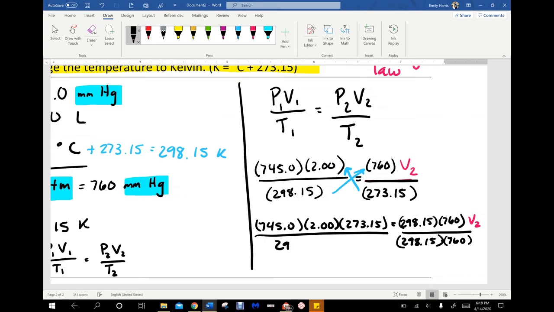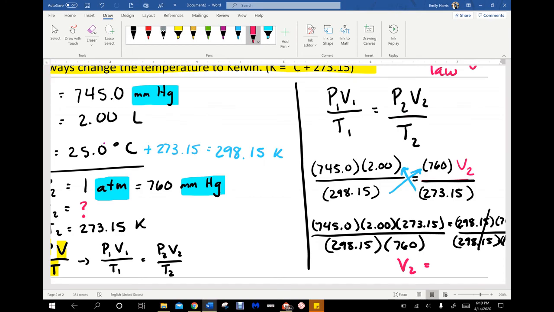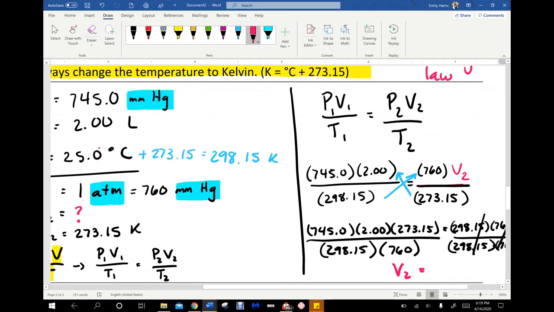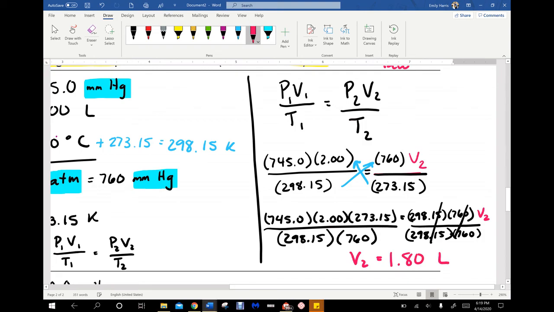Okay, then we'll have some fun with our calculator, right? And again, please make sure you're trying to plug these in, because it's always good to stay in practice on your calculator use. All right, so let's see what we get. So 745 times 2 times 273.15, then divided by 298.15 divided by 760. All right, and so that's getting us 1.80 liters. Here we go.